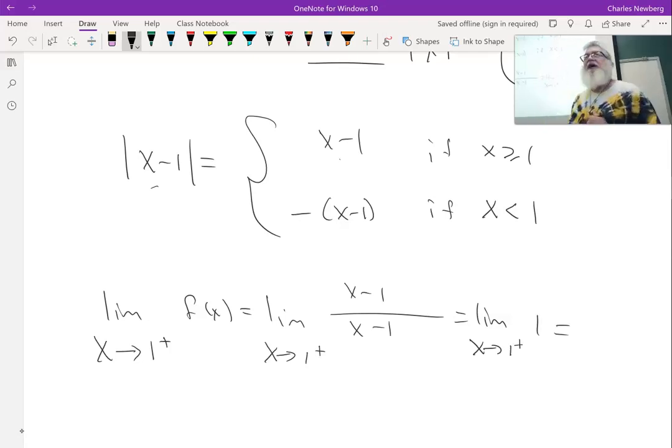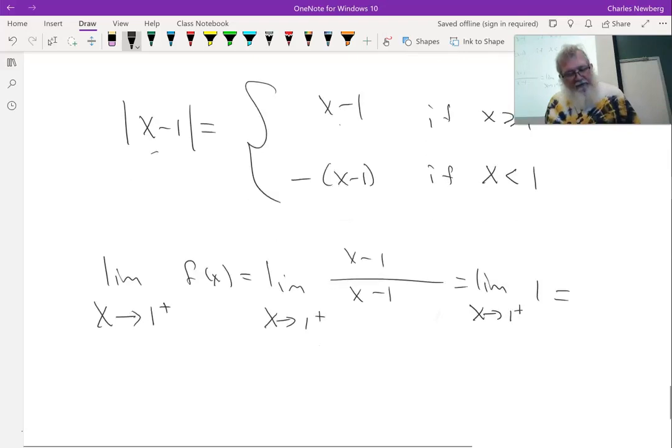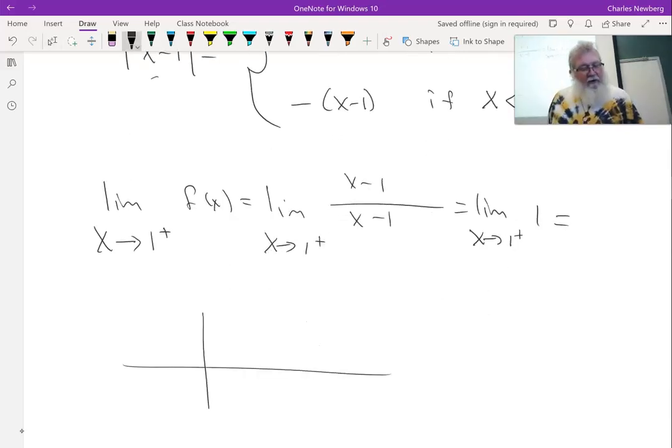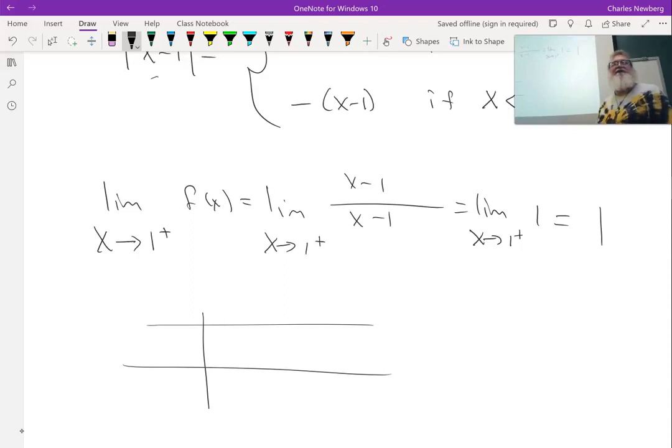Now, if you think about that, what is that line? That's a horizontal line. And what do you think the limit of 1 is? 1. All the function values put out 1. It's a constant function. Okay, now let's look at what happens on the other side of 1.